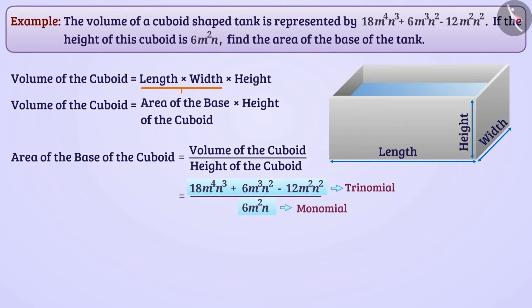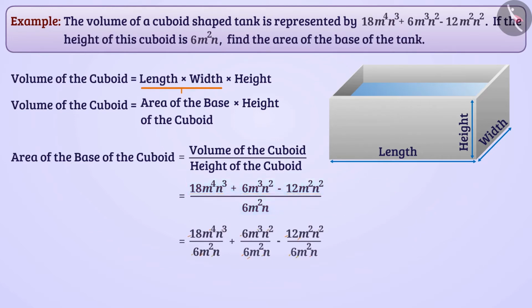Absolutely right. We can divide each term of the trinomial by monomial. Then, by the method of cancellation, we can find the quotient of each term separately. In this way, we get the area of the base of the cuboid as 3m square n square plus mn minus 2n.